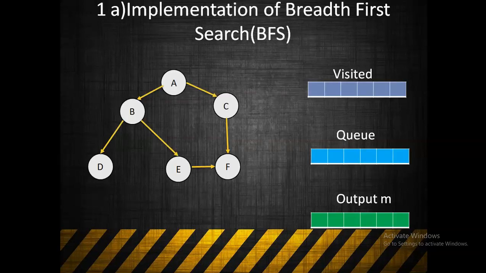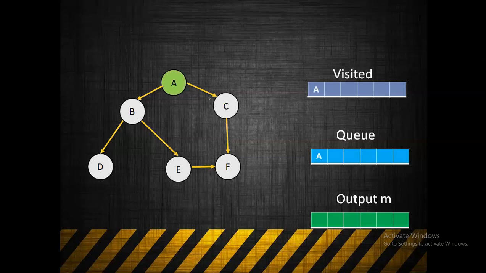So, the implementation of breadth first search, the first example. Take a simple graph. In addition to that, we are taking three arrays: the first array for visited, the second array for queue, and the third array for output. So how does breadth first search work? We will see here. Step number one, we take A as the root node.